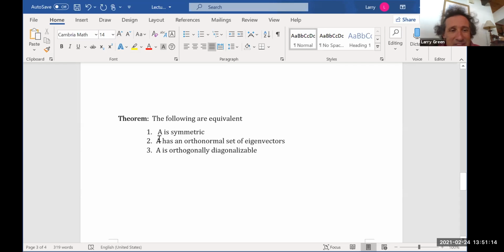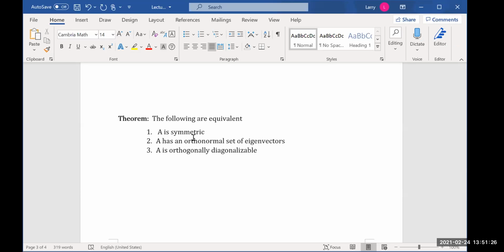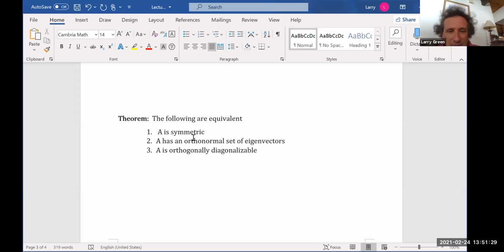And that is, the first is A is symmetric. Do you remember what symmetric means? I've already talked about it today. The transposes are the same? Yeah, A equals A transpose. So if A is equal to A transpose, then A has an orthonormal set of eigenvectors. And if A has an orthonormal set of eigenvectors, then A is orthogonally diagonalizable. And by the way, if A is orthogonally diagonalizable, then A is symmetric. Any questions on this theorem?